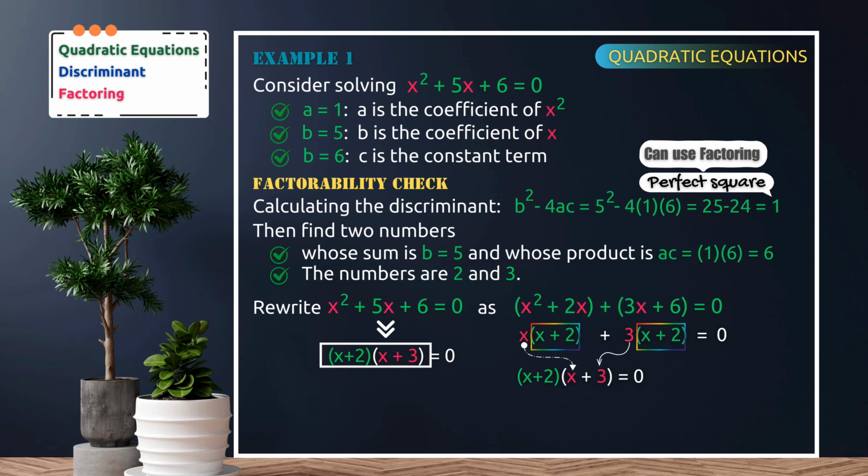Therefore, solving x squared plus 5x plus 6 equals 0 implies that we solve x plus 2 equals 0 to get x equals negative 2, and x plus 3 equals 0 to get x equals negative 3. Hence, the solution to the equation is x equals negative 2 and x equals negative 3.